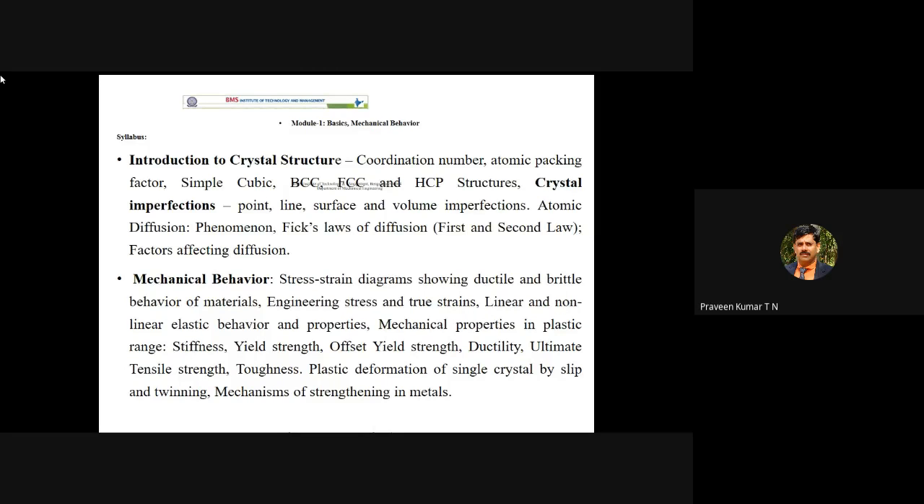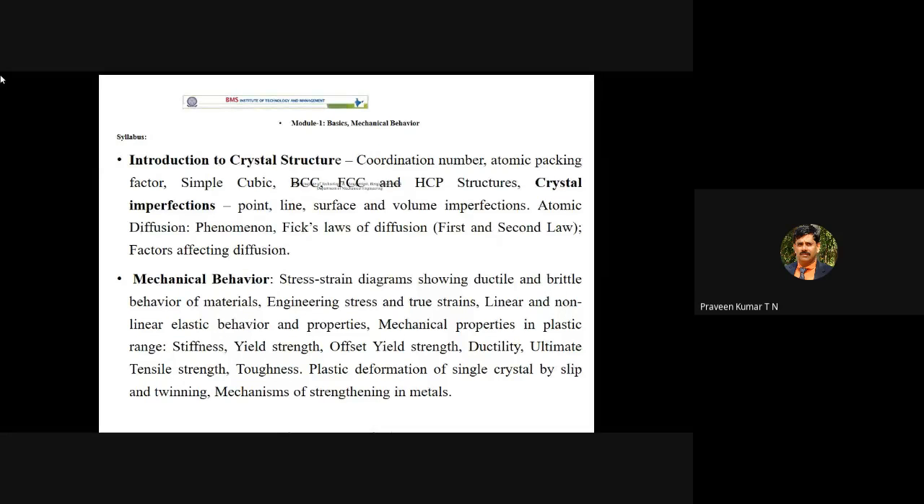Engineering strain is the change in length divided by the original length. That you have to remember for engineering stress and strain. But when you come to true stress, it is the load divided by the cross-section area at that particular moment. That is your true stress. True strain means the change in dimension divided by the length of the specimen at that particular moment.